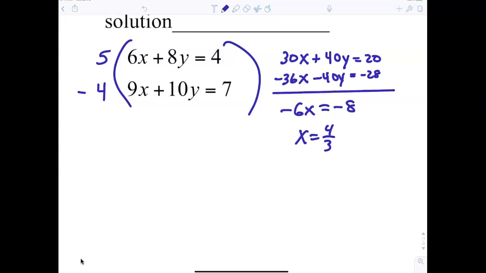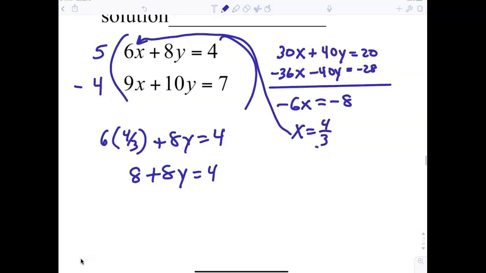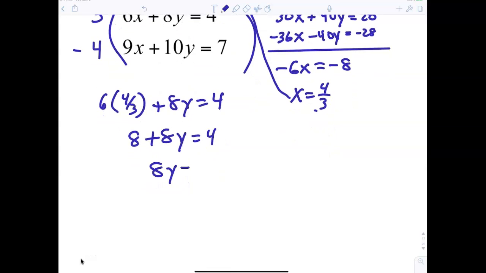So now if x equals 4/3, we're going to plug 4/3 back in here. So what's 6 times 4/3? So basically, I would say 6 divided by 3 is 2 times 4 is 8. So I would have 8 plus 8y equals 4. 8y equals negative 4. Y equals negative 1/2. So 4/3, comma, negative 1/2.